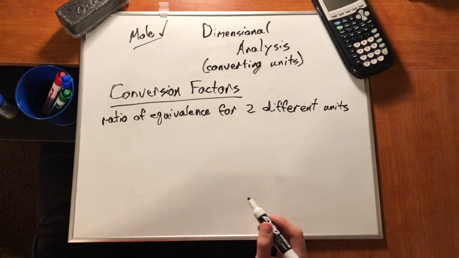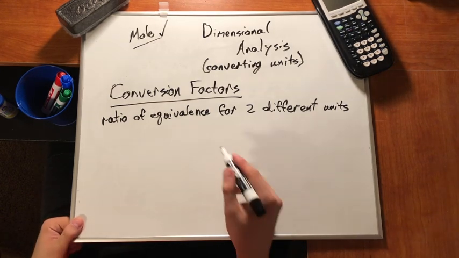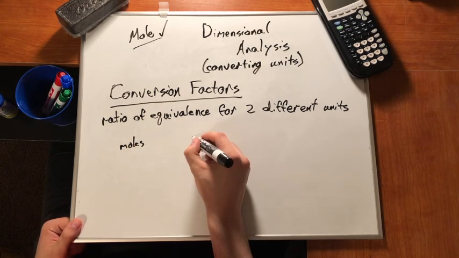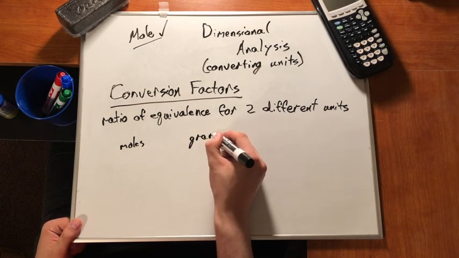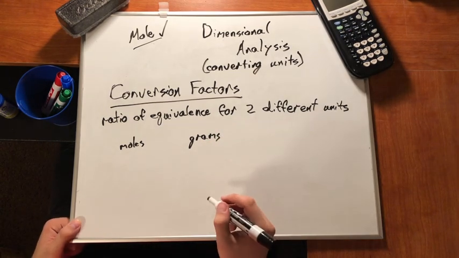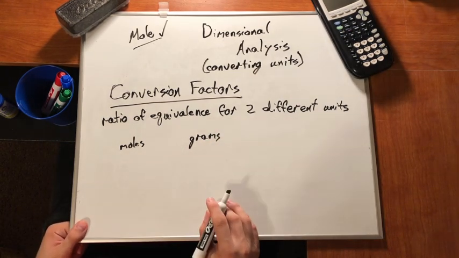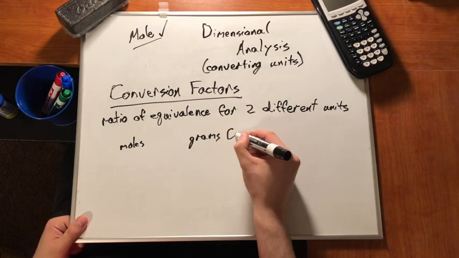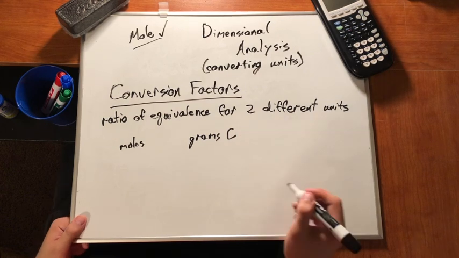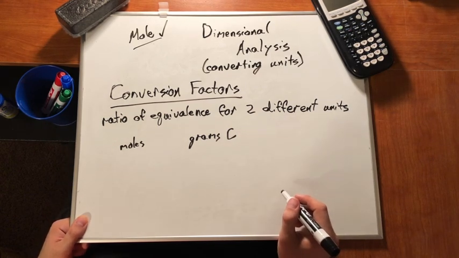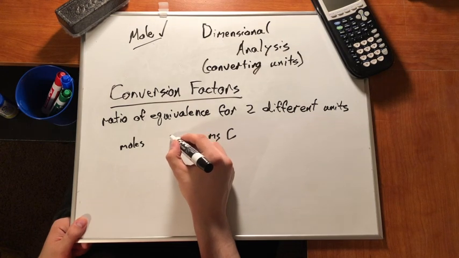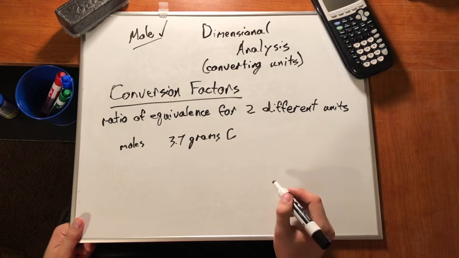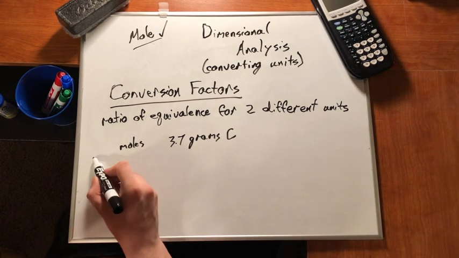Okay, let's tie this together. So we've talked about the idea of moles and grams, and we want to think about, how can I convert between these two units? So let's just say I have some carbon atoms. Don't ask me where I got them. I just happen to have some carbon on hand. And I have 3.7 grams of carbon, and I want to know how many moles, right?